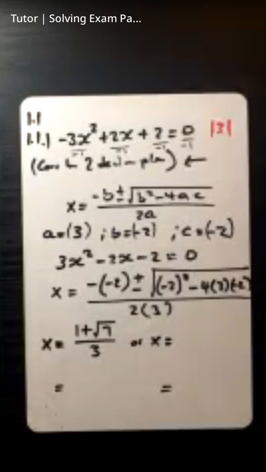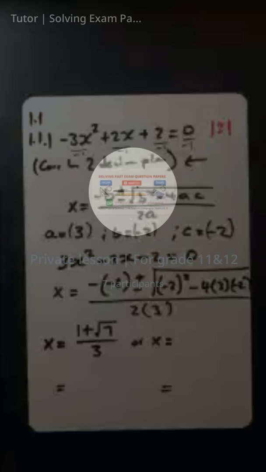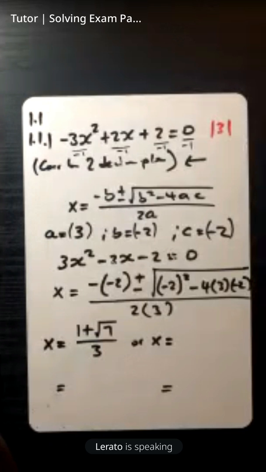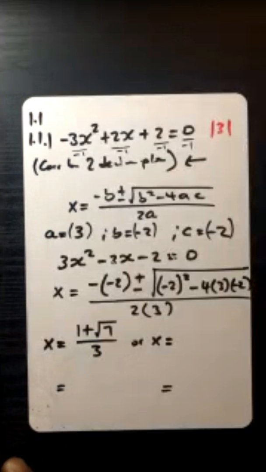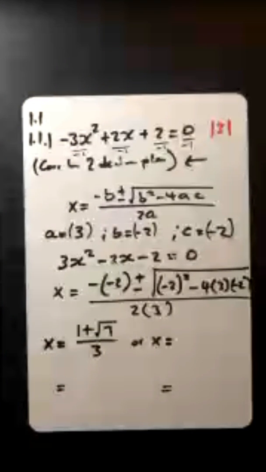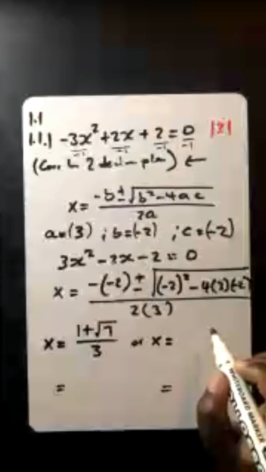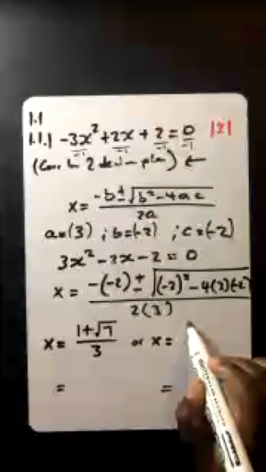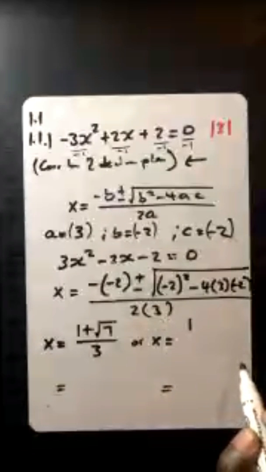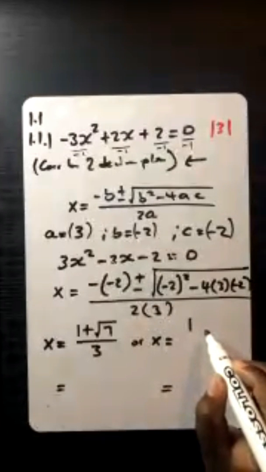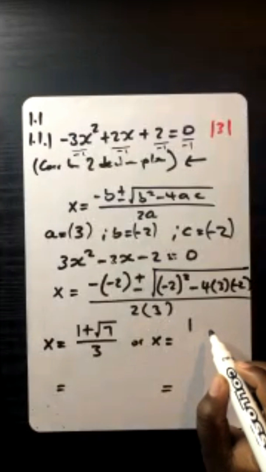Guys, the connection is 100%. Are we still together? Yes, sir. I got 1 plus square root of 7 over 2. You also got over 3. So let me check if I made a mistake somewhere. The other guys, what are you getting? So let's use a minus sign. Okay. Then when you use a minus, what are you getting there? It's 1 minus square root of 7 over 3.